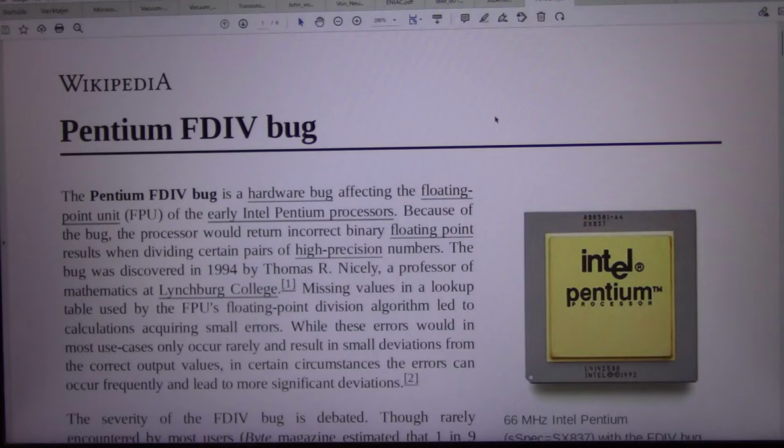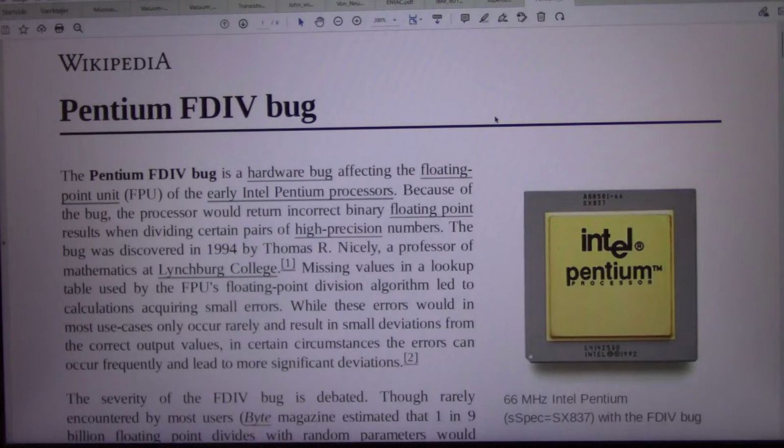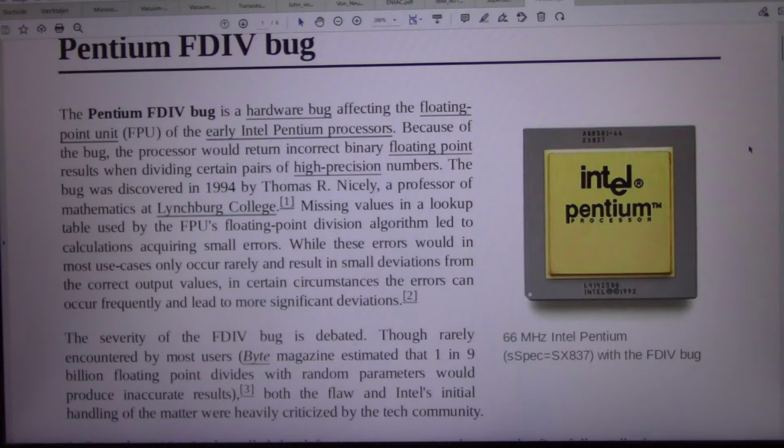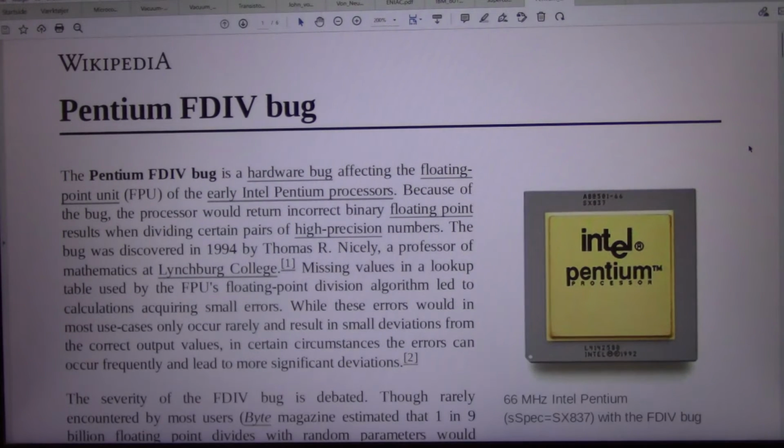Pentium FDIV bug. 66 MHz Intel Pentium, S-spec equals SX837. The Pentium FDIV bug is a hardware bug affecting the floating point unit, FPU, of the early Intel Pentium processors. Because of the bug, the processor would return incorrect binary floating point results when dividing certain pairs of high-precision numbers. The bug was discovered in 1994 by Thomas R. Nicely, a professor of mathematics at Lynchburg College.